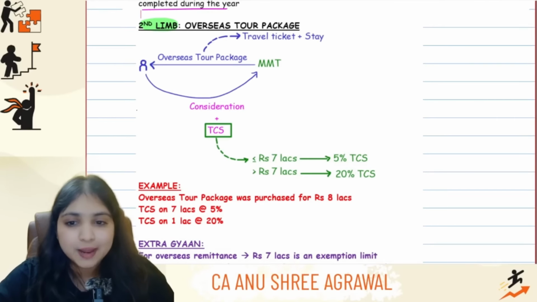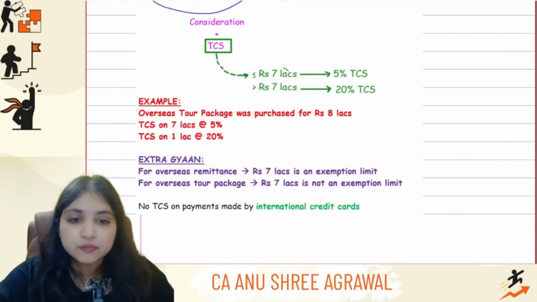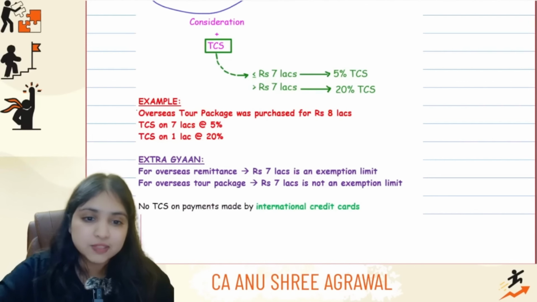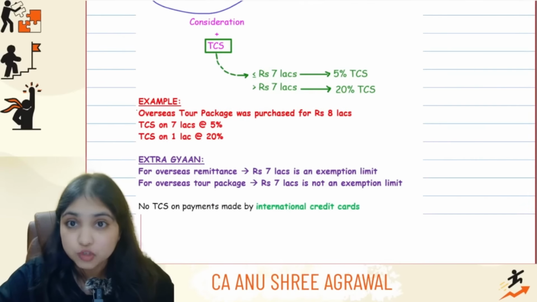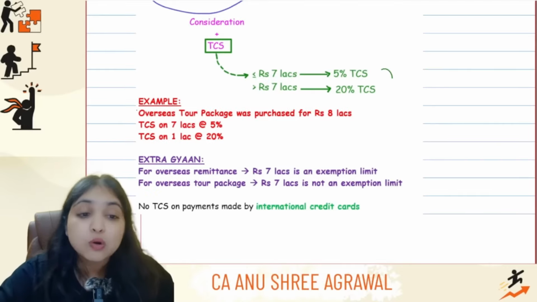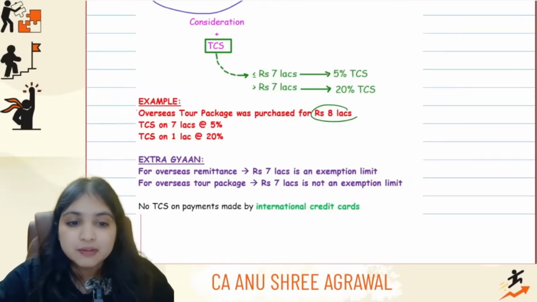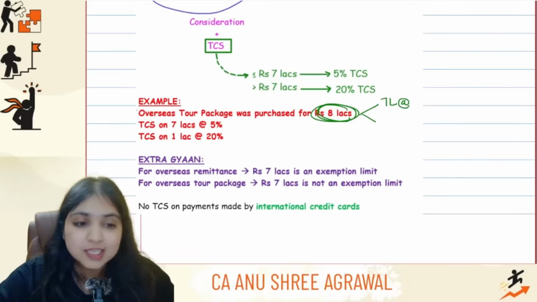So when he buys his tour package, he has to pay Make My Trip the consideration. Along with the consideration, Make My Trip will collect TCS also. How much TCS? On the first 7 lakhs, 5% TCS will be collected. On the balance above 7 lakhs, 20% TCS will be collected. Be careful, over here 7 lakhs is not an exemption amount. Whether it is less than 7 lakh or more than 7 lakh, TCS will apply. Only the rate will change. For example, if I buy an overseas tour package for 8 lakhs, then on the first 7 lakh, TCS will be at the rate of 5% only. On the balance 1 lakh, TCS will be at the rate of 20%.